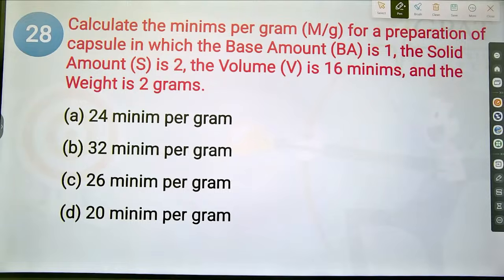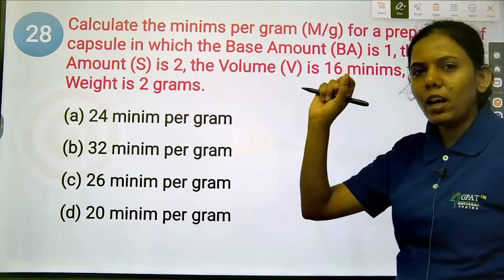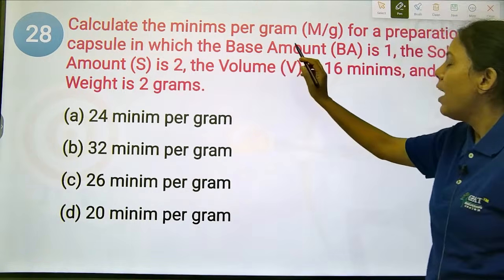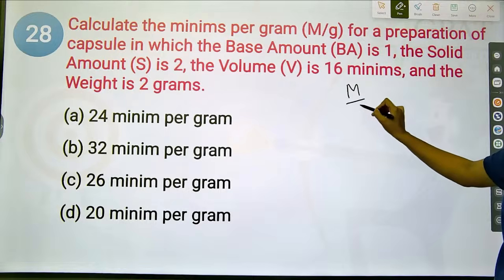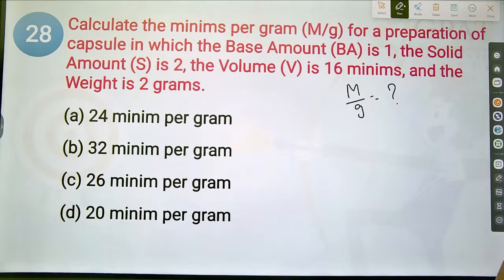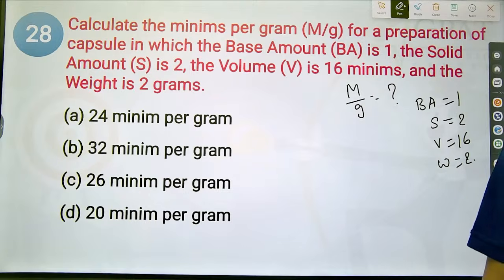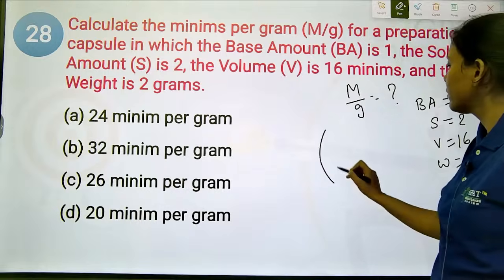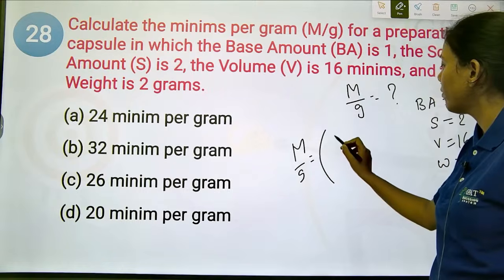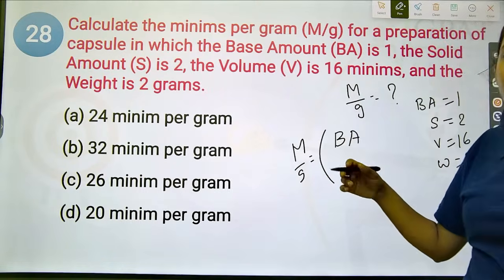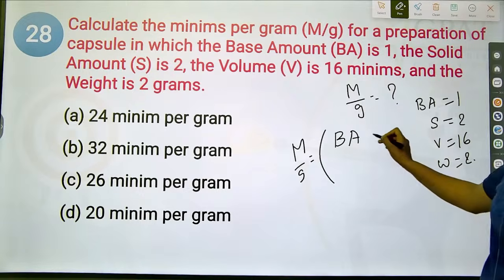We'll solve it together. I'll give you a minute to solve, but I'll just tell you what is given. Calculate the minims per gram for a preparation of a capsule in which the base amount B is equal to 1, solid amount S is equal to 2, volume is equal to 16, and the weight is equal to 2 grams. Can you solve this? Everything is given, you just have to put it into the formula. If you want, I'll give you the formula also. This is the same formula that we have seen earlier, just a rearrangement will be there, okay?